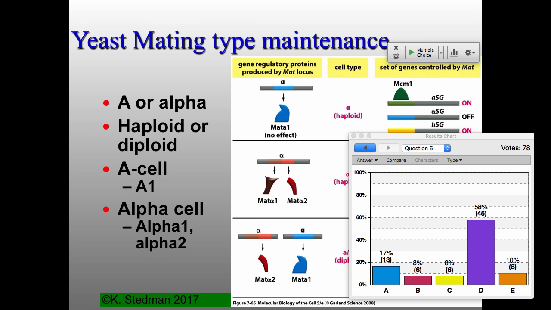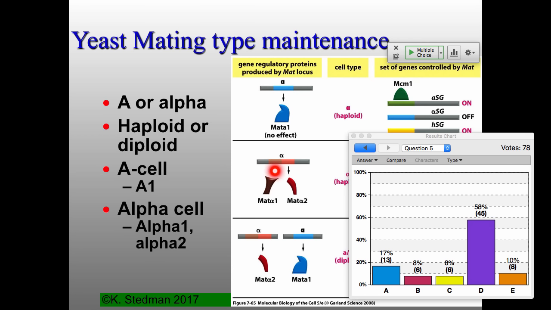The technology here is not working quite as nicely as I would like. But so what about alpha-specific genes or A-specific genes? A-specific genes are going to be expressed now with MCM1, just like we have up here at the top. A-specific genes are going to get repressed by MAT-alpha-2, right? And in a diploid cell, we've got MAT-alpha-2. What about alpha-specific genes? Alpha-specific genes are going to get turned on by MAT-alpha-1 and MCM.